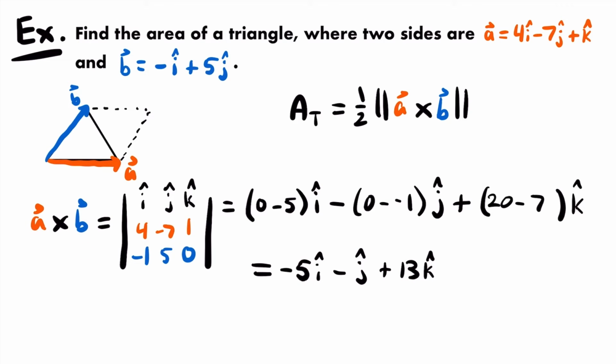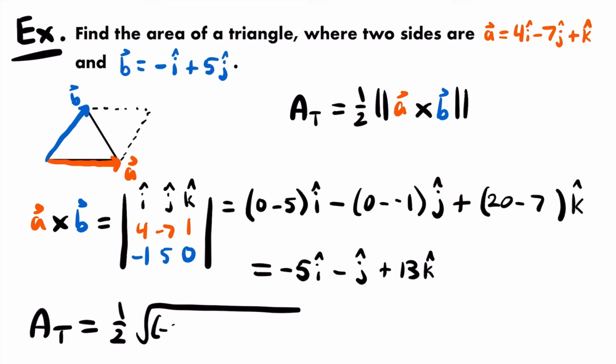Now what we want to do to calculate the area of the triangle is take 1/2 times the magnitude of that vector. So we're going to be multiplying 1/2 by the square root of the sum of these components squared. So we'll have -5 squared plus -1 squared plus 13 squared.